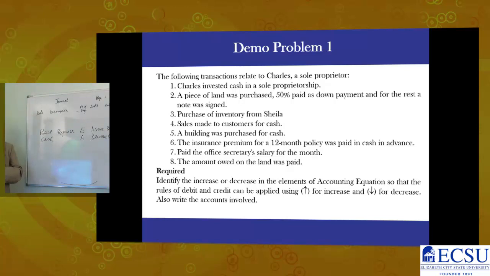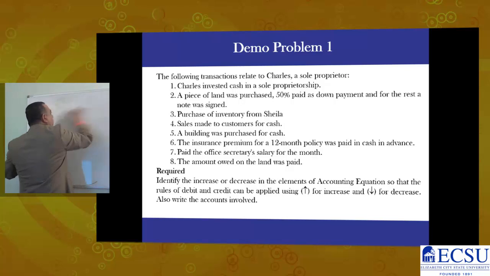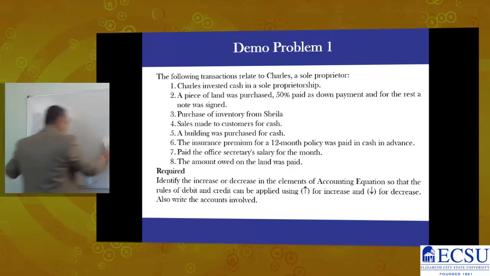So now what you need to understand is we'll have to apply the rule of debit and credit using our accounting equation as the basis. So the requirement is identify the increase or decrease in the elements of accounting equation so that the rules of debit and credit can be applied, using upward arrow for increase and a downward arrow for a decrease. Also write the accounts involved. So that is what we are asked to do. So this is the demonstration problem number 1. So let us take that problem one by one.